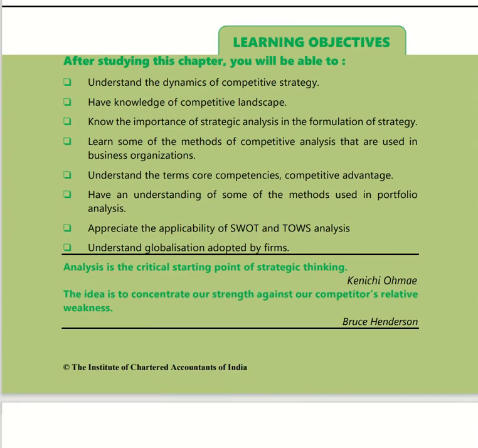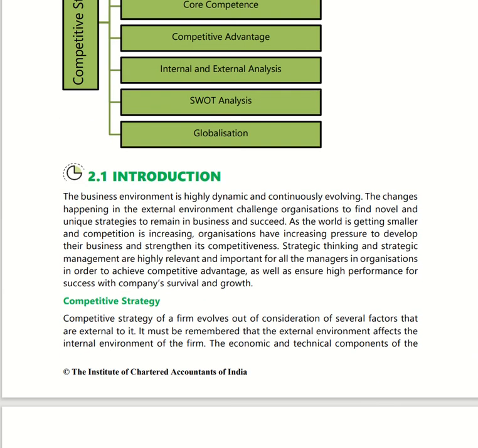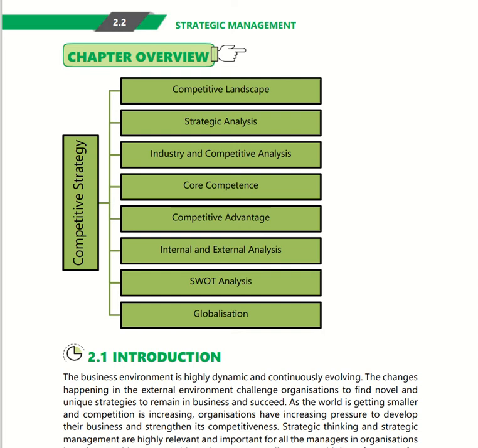Now, moving on from here, we see some quotes as usual. One is, analysis is the critical starting point of strategic thinking. Two, the idea is to concentrate our strength against our competitors' relative weakness. So two things that we learned here, which you can obviously try to memorize as it's quite simple. Now, moving on from there, we see that there is a chart presented in your study material as chapter overview, starting with competitive analysis or competitive landscape.